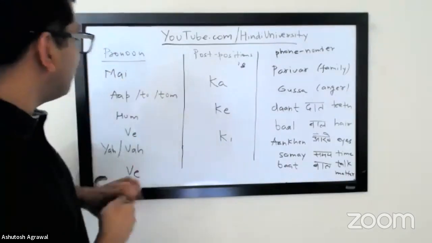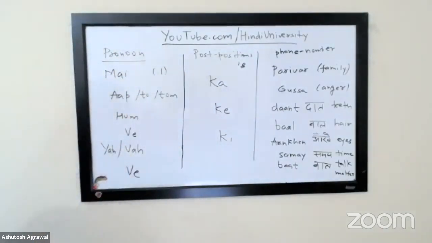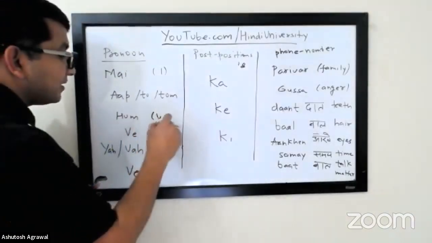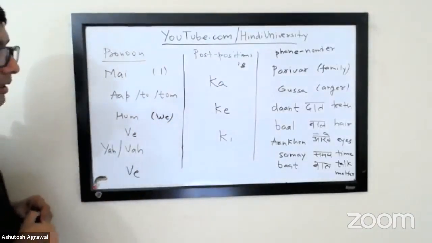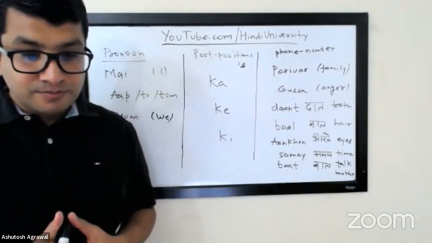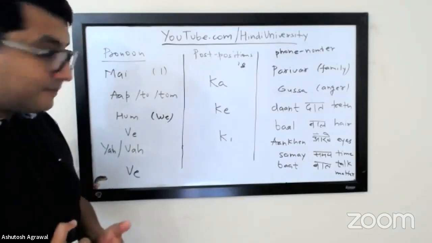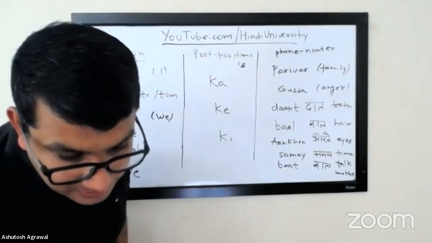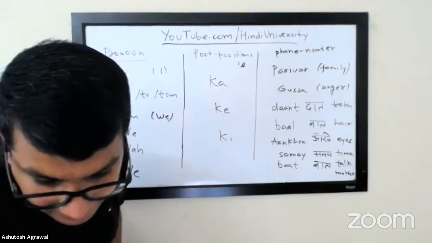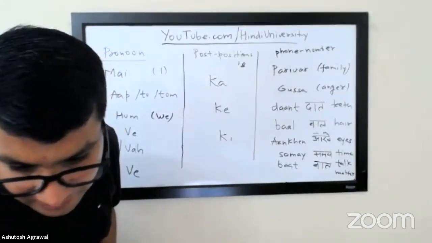Because of all of these, main is I, aap is you, hum is we. But now we are saying our conversation. Let's say I want to say our conversation. How do I say that in Hindi? Hopefully that helps. Okay. Let's see. Anyone completely beginner? If you can raise your hand.